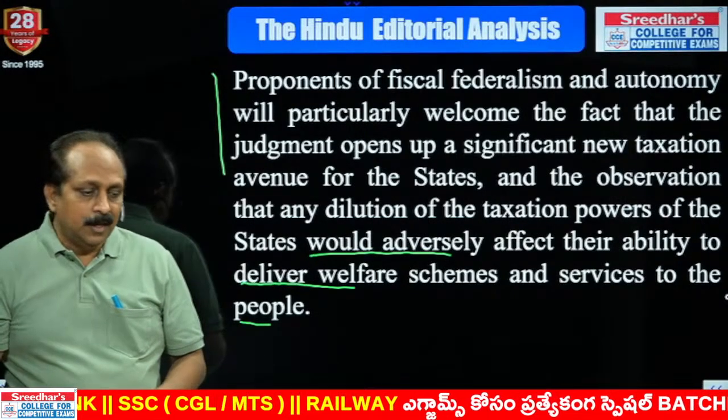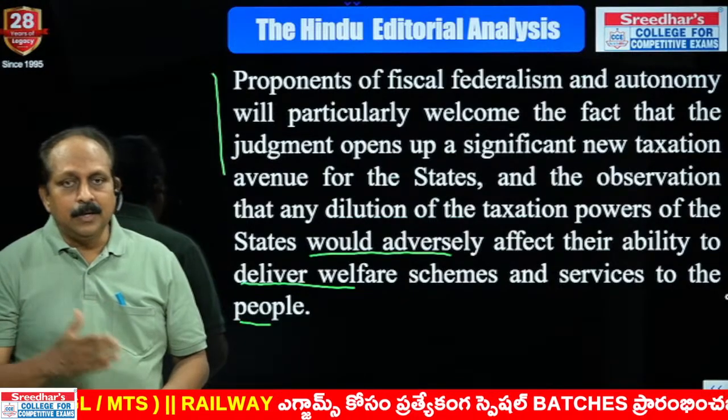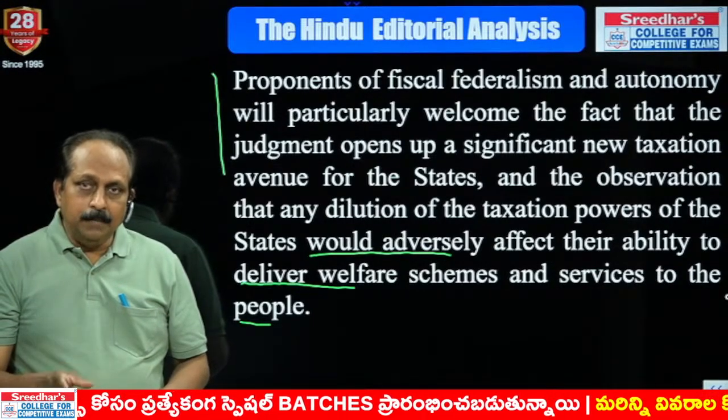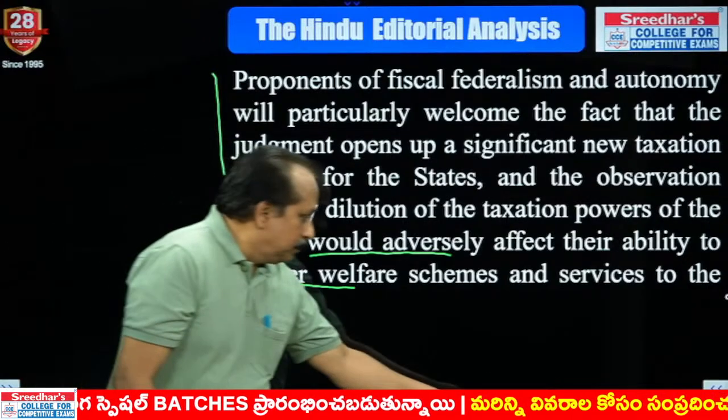That's what it means. And here you have to recollect affect, effect. You all know affect is a verb. Effect can be a noun, can be a verb.